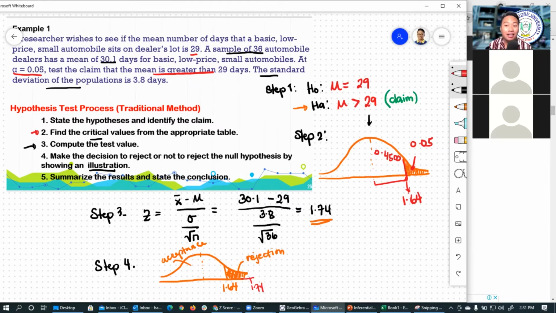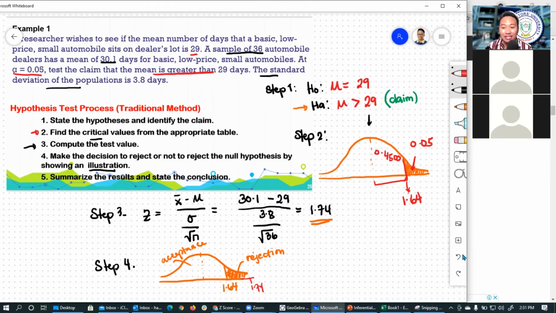1.74. But still, I appreciate Romulo's answer, guys, because that actually means he is present and he's listening to me, right? But the good thing is, he corrected the answer. That's okay. That's okay.